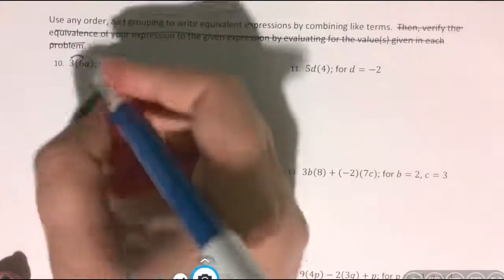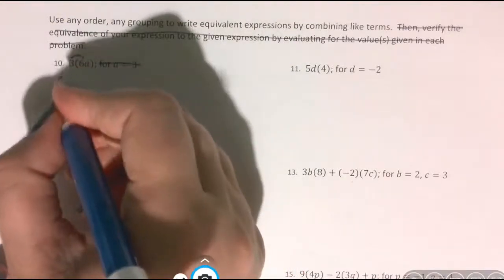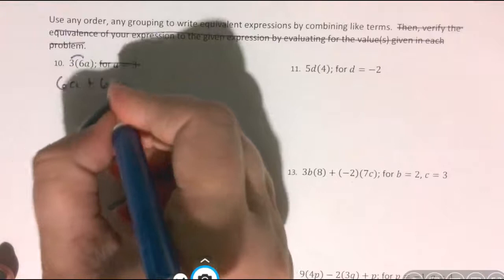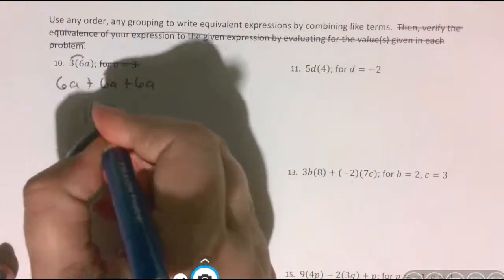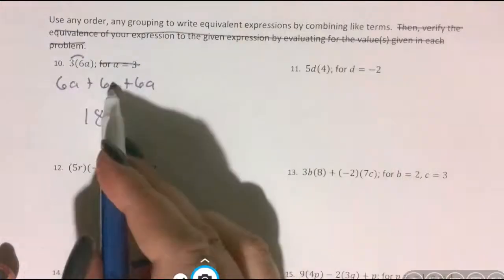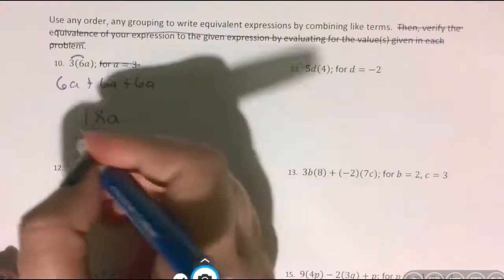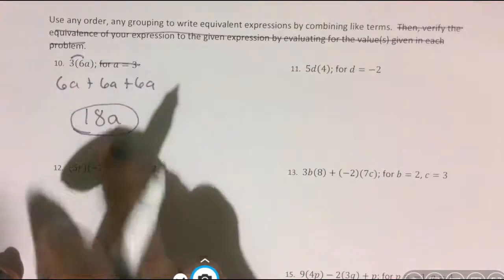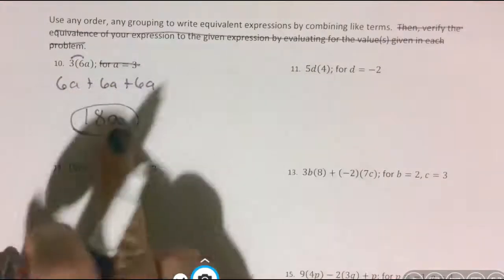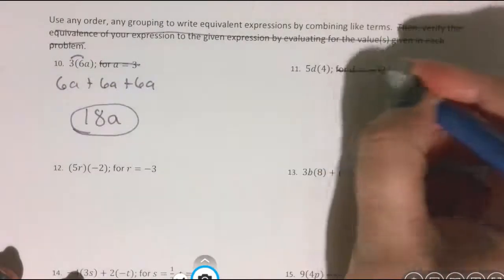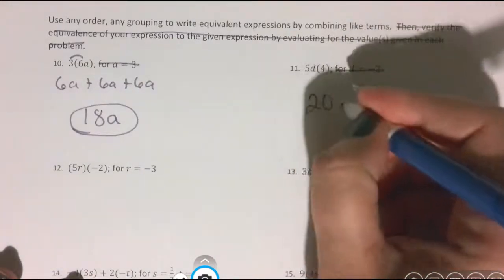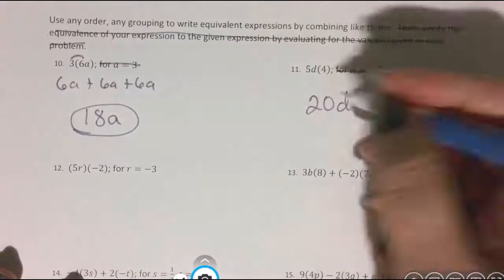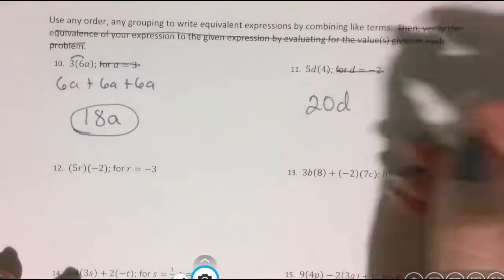So 3 groups of 6a would be 6a, 6a, 6a. This is expanded form. Standard form: 6 plus 6 is 12 plus 6 is 18. And we're looking for our standard form where we combine all like terms. We're not verifying on this one. 5 times 4 is 20. D. Again, that's 4 groups of 5D.